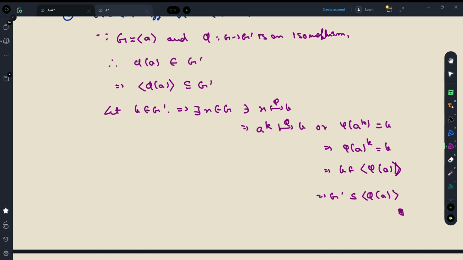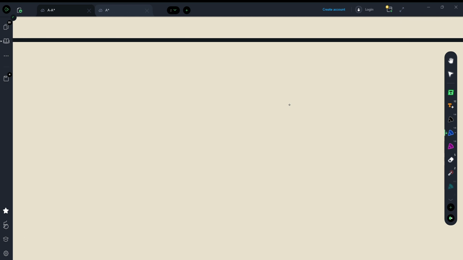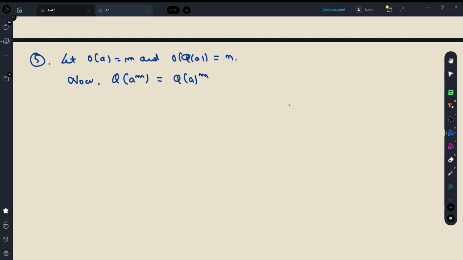Okay. The next statement is the concept of order preserving, right? So again, here is the important catch, that order preserving is specifically for isomorphisms and not a general case for homomorphisms. We'll again see why. So let the order of a be m, and the order of phi of a be n. Now, what is phi of a to the power m? It's basically phi of a whole to the power m. But phi of a to the power m is basically phi of identity, which is 1, right? Because a to the power m is 1, because the order of a is m.